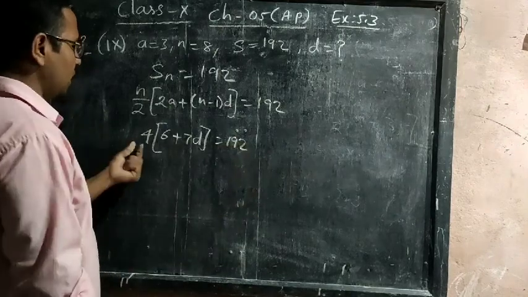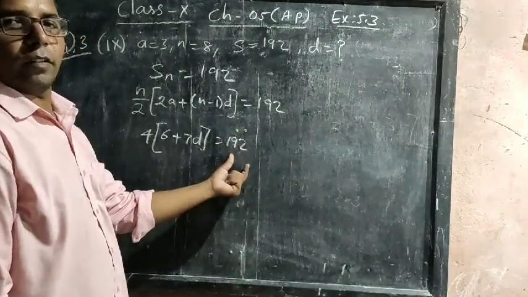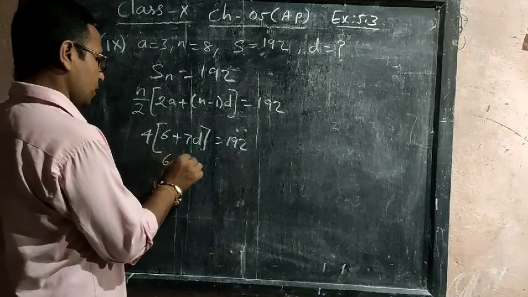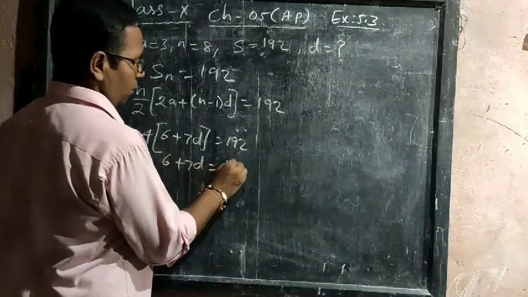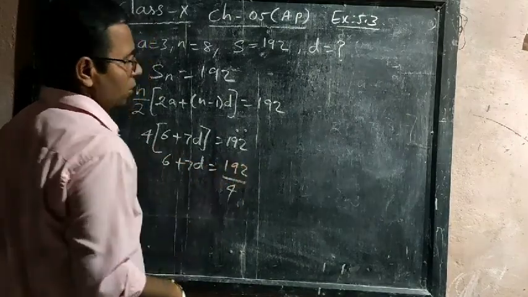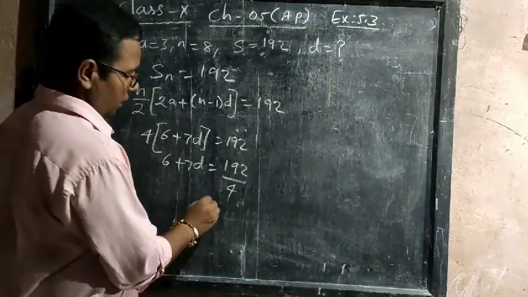Now students, this 4 will go to the division side of 192. So 6 plus 7d is equal to 192 divided by 4. So how much will you get here? 4 times 4 is 16.